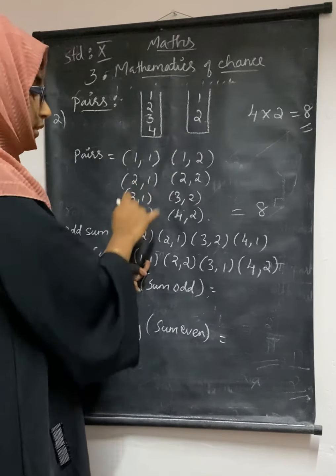Next problem, page number 75, question number 4. From all two-digit numbers with either digit 1, 2 or 3, one number is chosen. What is the probability of both digits being the same? Second, what is the probability of the sum of the digits being 4?